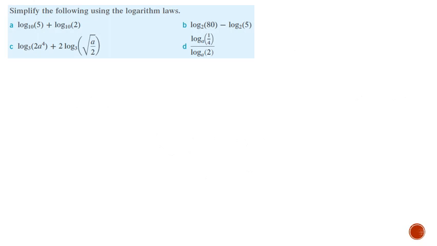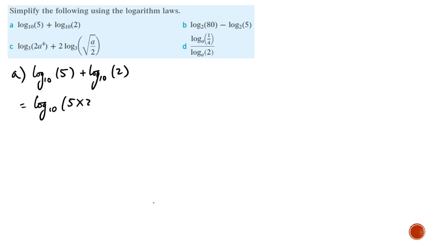Okay, so simplify the following using the log laws. We have log 10 of 5 plus log 10 of 2. Remember, if you're adding them, you multiply the numbers inside, so you get log 10 of 5 times 2, which gives us log 10 of 10. Remember, if the base and the number are the same, that's just to the power of 1, because that's your power. Remember, log finds your power.